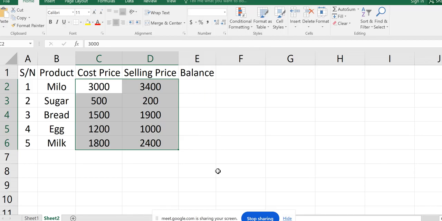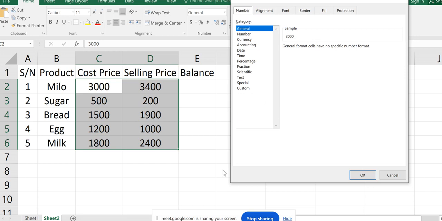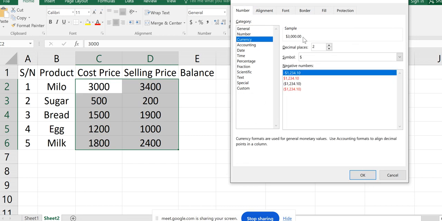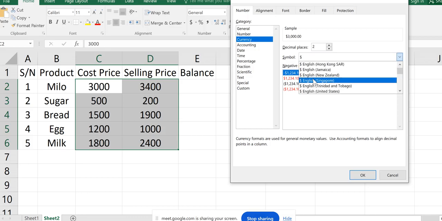But you just come to more number formats. Inside your more number format, you will see currency. Click on currency. Now, this is a sample, decimal place 2. Symbol, what symbol am I looking for? I'm looking for Naira. You look for Nigeria, Naira. You just keep scrolling, you will see.